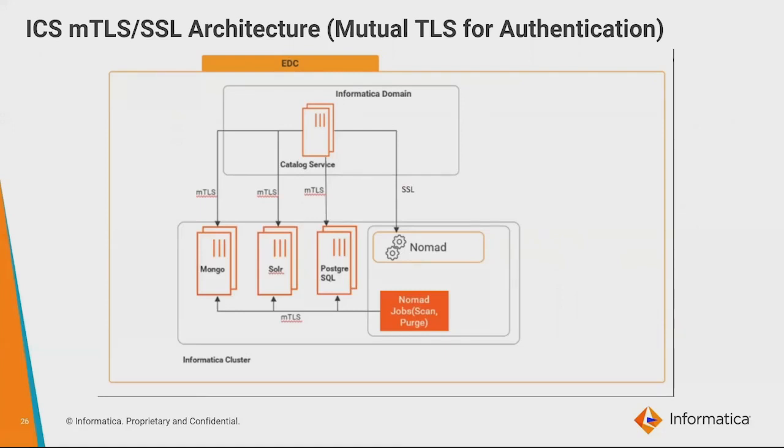When the catalog service, which resides in your Informatica domain, or the Nomad server, which is part of the cluster itself, interact with these components, they use the mutual TLS architecture, which means that they present their certificate, which gets validated, and then they get the certificate from the receiving end. So basically both ends validate their certificate to ensure that a successful communication is in place. That's why we call it mutual TLS.